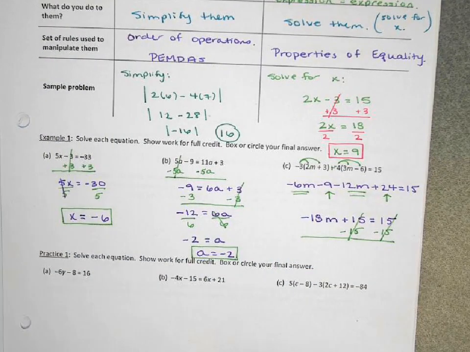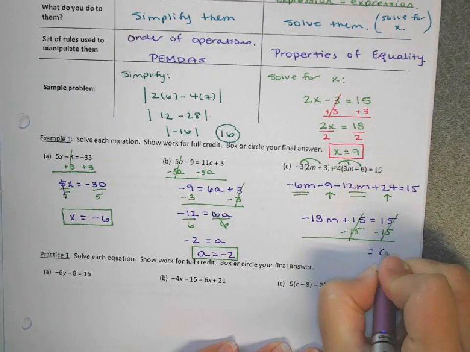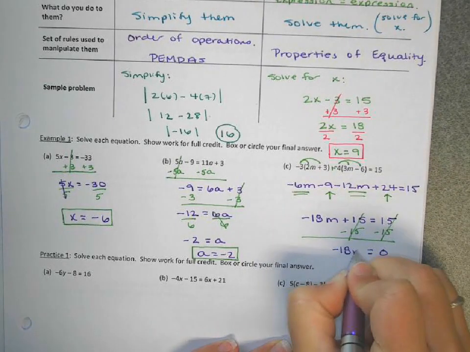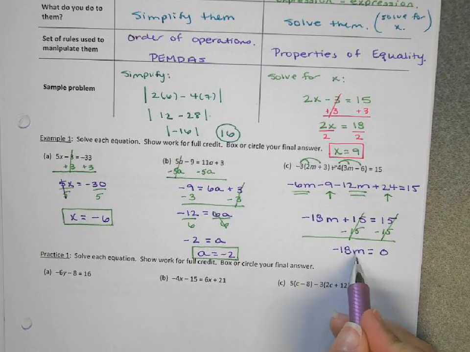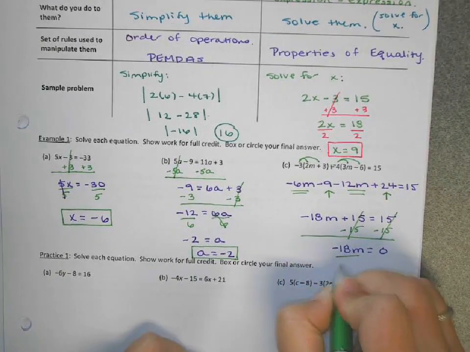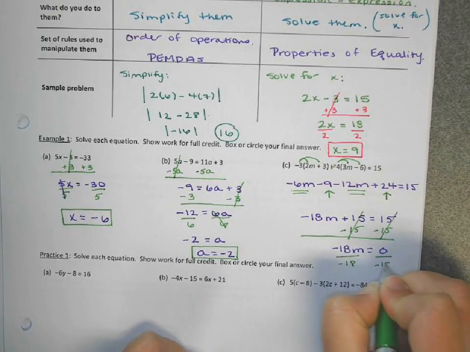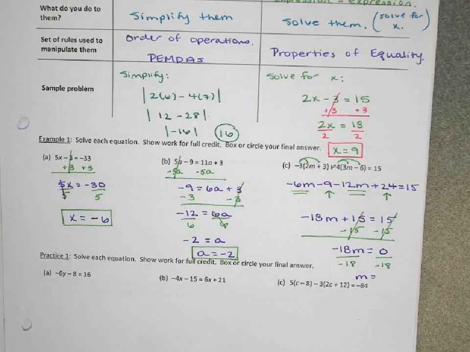But what happens in this case, on the right side, what do we have left? What do we write if we have nothing? What number is nothing? 0. Okay. You still have to write it. You still have something over there. It's just that you have 0 over there. Okay, so don't forget that you have to write it. And then from here, negative 18 times what number gets you 0? So in order to undo multiplication, you are going to divide. And you'll get that m is, what's 0 divided by negative 18?